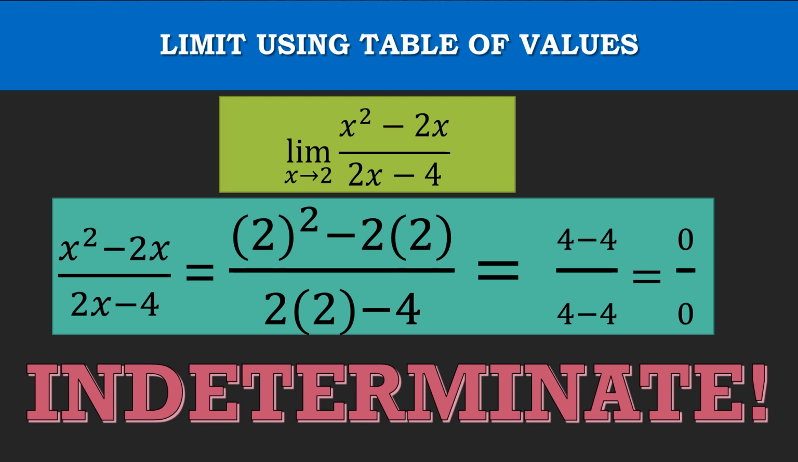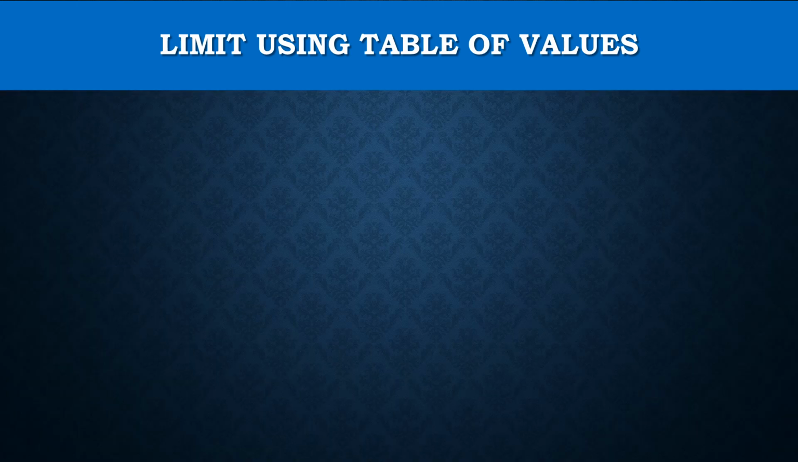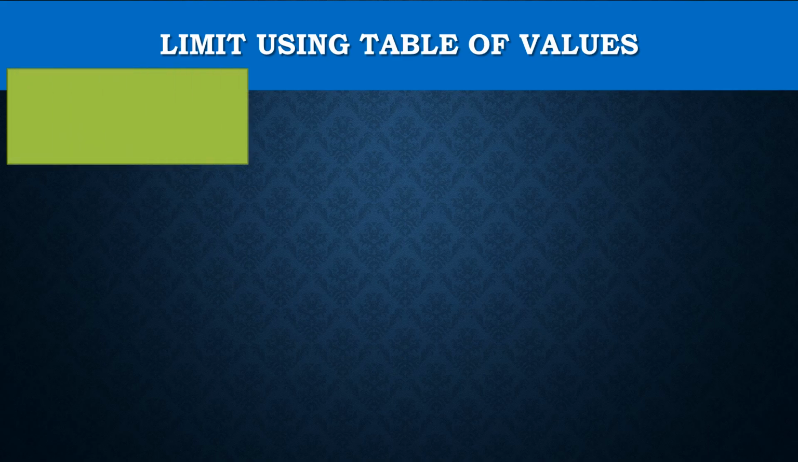Paano naman pag gumamit tayo ng table of values? So yung table of values is a very helpful way to solve for limits of rational functions, lalo na kung gagamit tayo ng direct substitution, we get 0 divided by 0, or that is indeterminate. Example. Let's say, for example, we will solve for the limit of x squared minus 2x over 2x minus 4 as x approaches 2. So this is the same example kanina. Okay? Kung saan, by direct substitution, we get 0 divided by 0, or that is indeterminate.